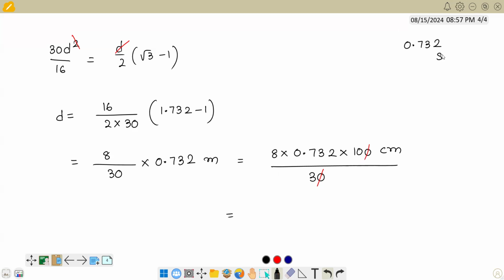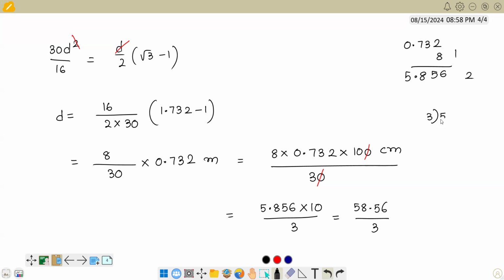So let us quickly do it. 8 2s are 16, 8 3s are 24, 25, 7 8s are 56, 57, 58. So we got 5.856. So 5.856 into 10 divided by 3. If I multiply with 10, we'll get 58.56 divided by 3. You might wonder why I'm doing it this way: because in JEE calculators are not allowed, so he would give mathematics in such a way which you can solve without any calculator.